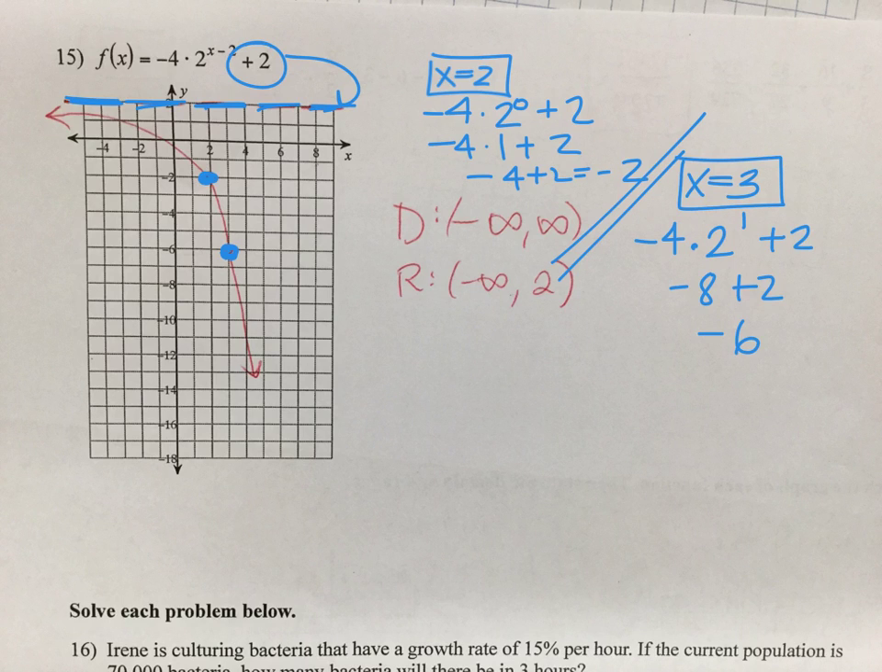Domain is always all real numbers. This time, my range is going down forever. So it's going to be negative infinity. And the highest it could possibly get to, even though it's not actually going to get there, is positive 2. So that's why my range is kind of written the other direction now.